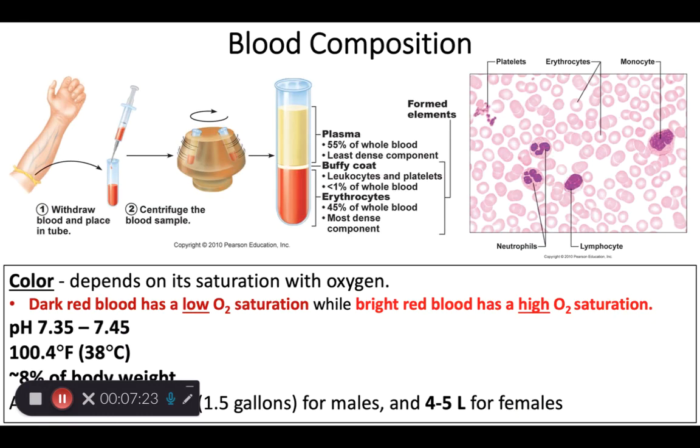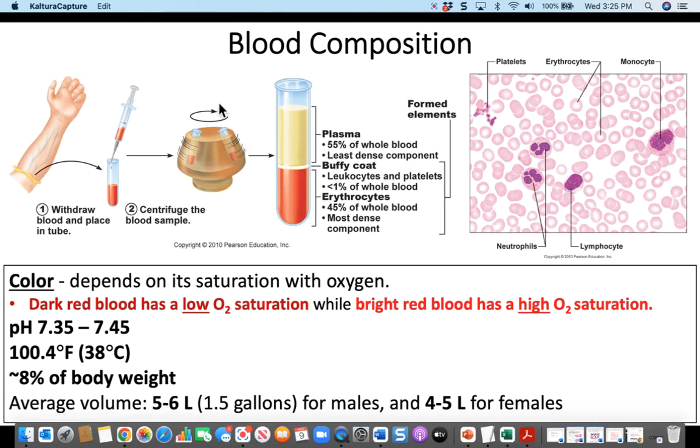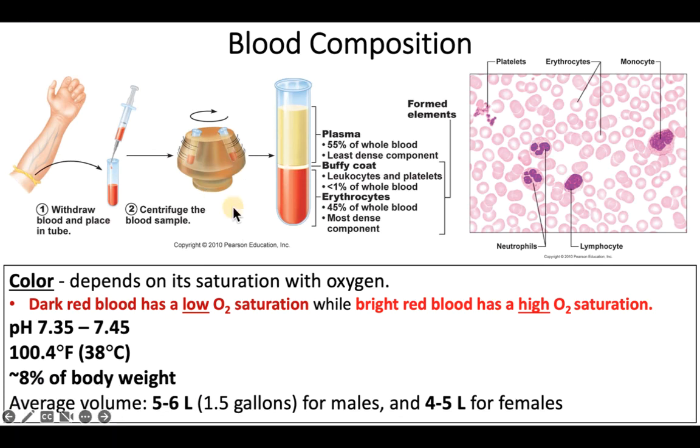Okay, let's take a little closer look at blood. So here's that centrifuge, by the way. You can draw blood and spin it really fast. There's that same image showing the plasma on top, the buffy coat containing the white blood cells and platelets, which is less than 1% of the volume. And then the remaining, roughly 45%, are the red blood cells or erythrocytes.